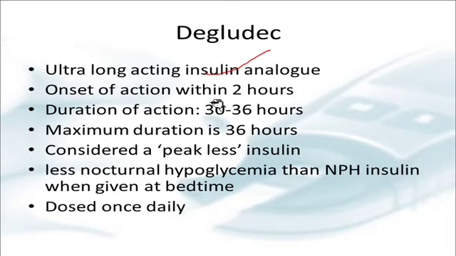Its onset of action is within 2 hours, but its duration of action is roughly between 30 to 36 hours, with a maximum duration of 36 hours. It's considered a peakless insulin, much like glargine is. It causes less nocturnal hypoglycemia than NPH insulin when given at bedtime, and it only requires once daily dosing.